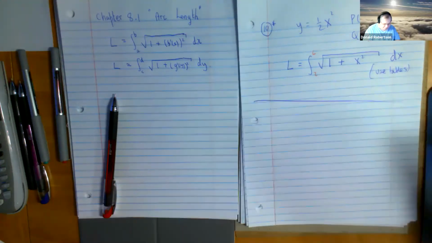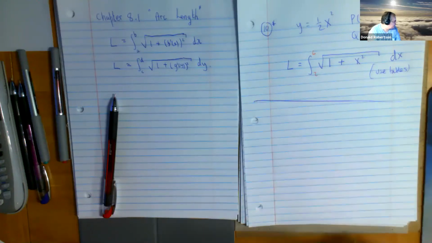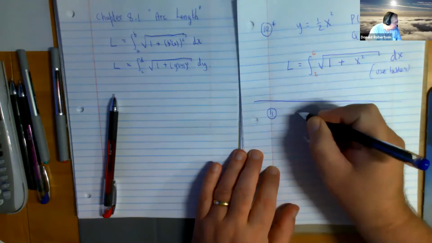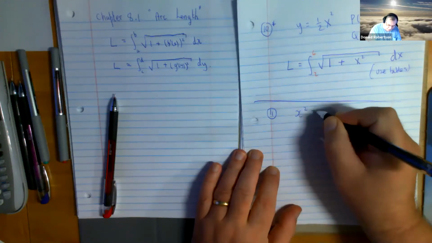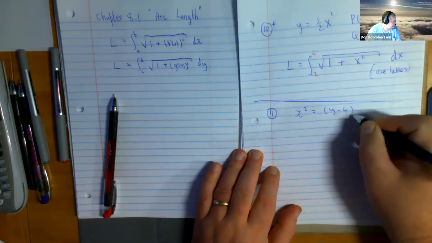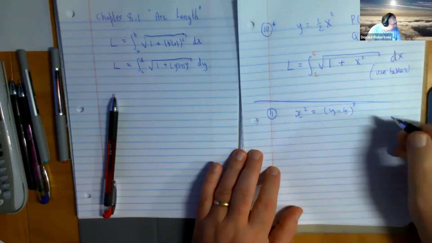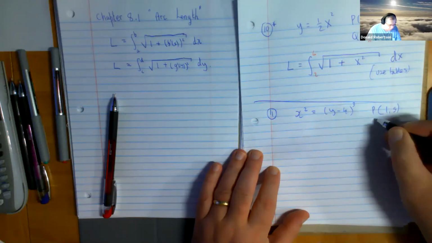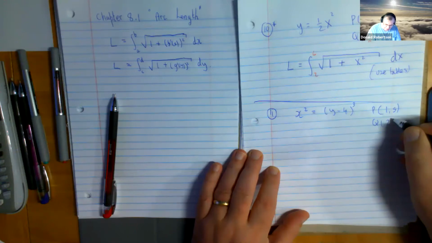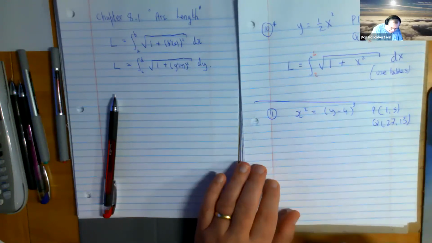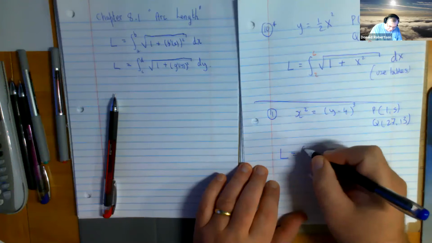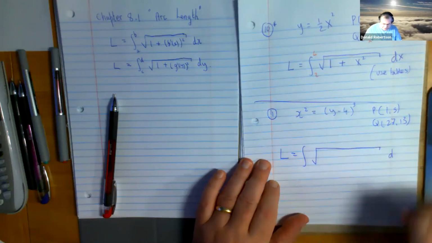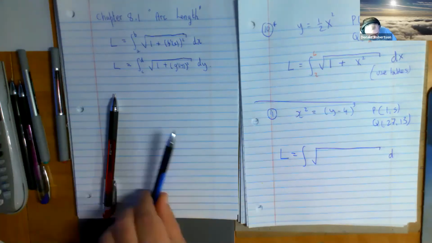Now, it's question 11. And we have x squared equals y take away 4 cubed. And the point P is going to be 1, 5. And the point Q is going to be 27, 13. And I know we're going to get the arc length, and I know it's an integral, and it's the square root of 1 plus something, and then it's going to have a d. So let's look at the clues here.